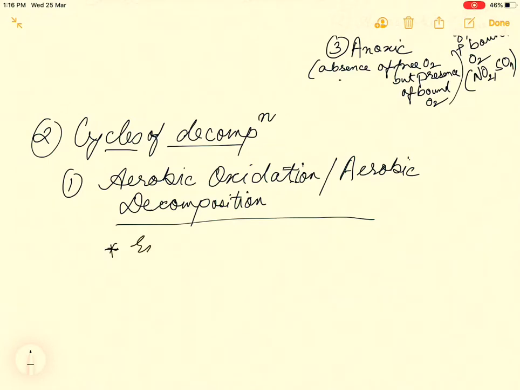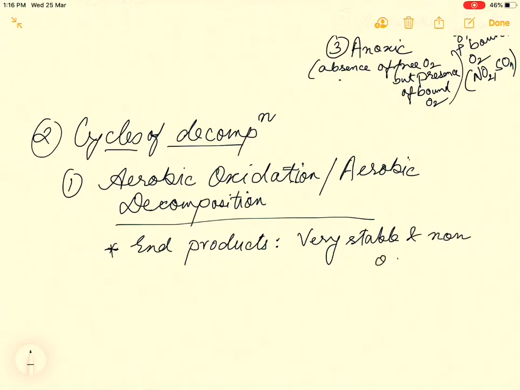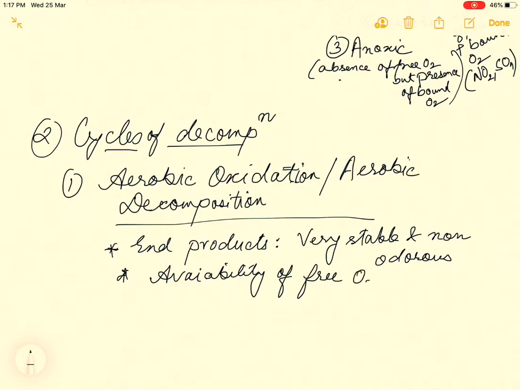The end products are what you have to remember. Most important is that the end products of this type of decomposition are very stable and non-odorous. And obviously there is availability of free oxygen. So that is always there.